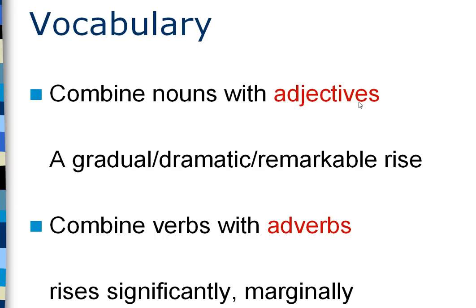If we can use adjectives with nouns, of course, we can do the same thing by combining adverbs to verbs. When something rises, it could rise significantly and should really be noted, or it could just be a marginal rise, then it rises marginally. So to be as specific as possible, we can use verbs and nouns and combine them with adjectives and adverbs.